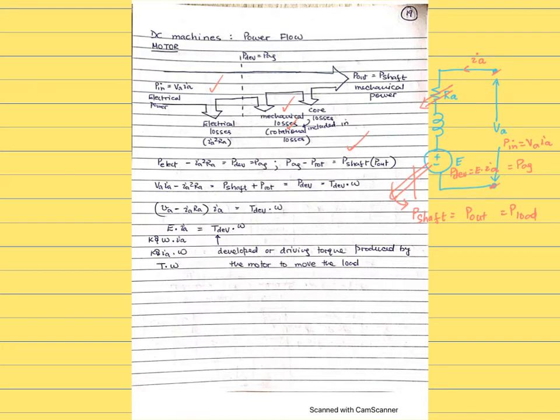And you can see how the developed power is given by, where is the developed power? Here is the developed power. It is given by the input power, VA IA, minus the loss in here. So take IA common again, and that gives this. You saw that this is E, and E is substituted as K phi omega, so this is again T times omega. So you can see P developed equals T developed times omega. And here this is the developed torque, which is produced by the motor to move the load.